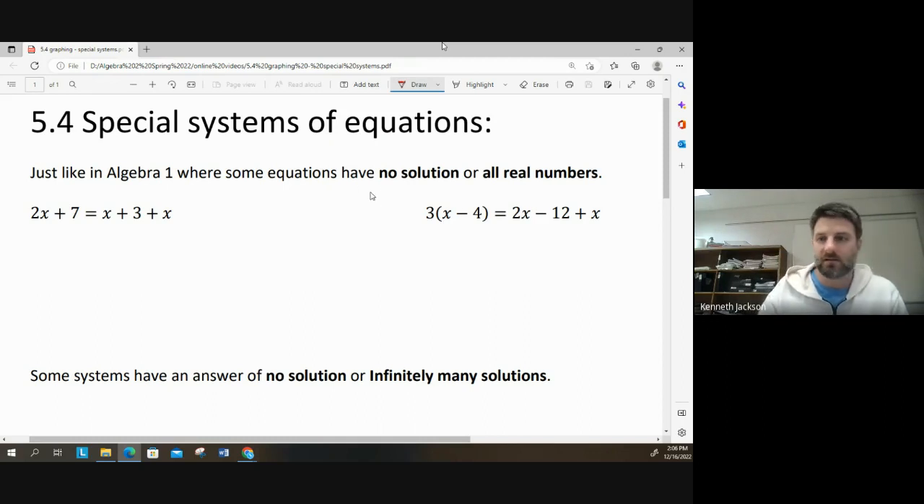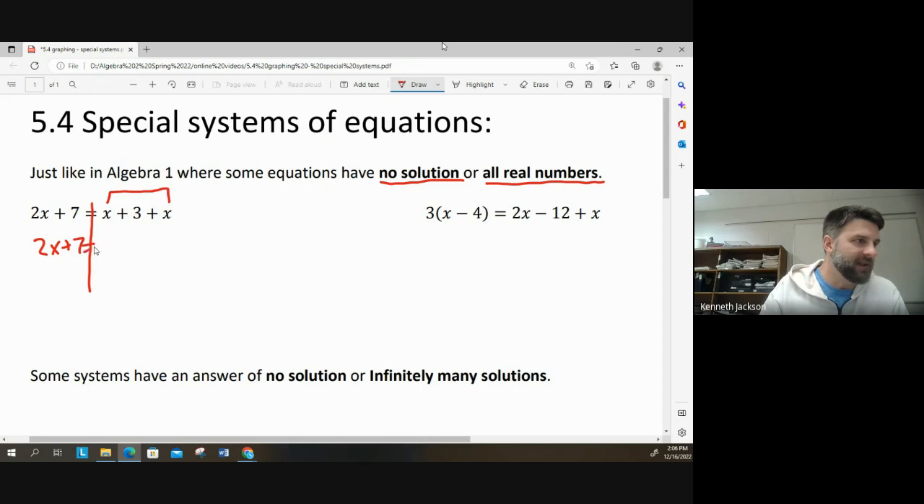And these special answers we're sort of familiar with from Algebra 1, if we remember no solution and all real numbers. So let me work through a couple of examples, and then you'll see how that relates to our special systems of equations. In order to solve a linear equation, we've got to distribute, combine like terms, pick on the little guy, get the variable by itself. This is an Algebra 1 topic.